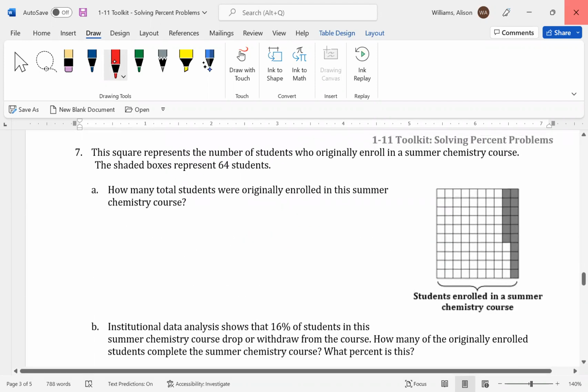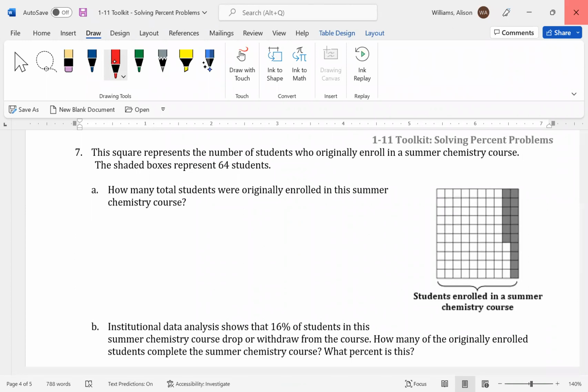Okay, let's try another one. This time, our box is representing... Oh, we don't know what the box is representing. We're told that it is the number of students enrolled in a summer chemistry course, but the shaded boxes are 64. So how many total students were originally enrolled in this summer chemistry course? Well, it's a very large course. Let me start with that.